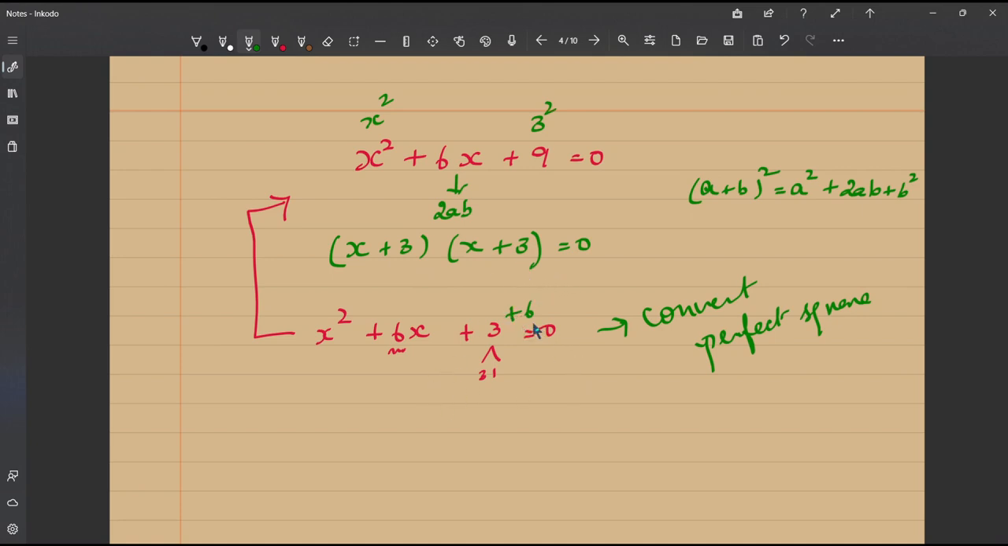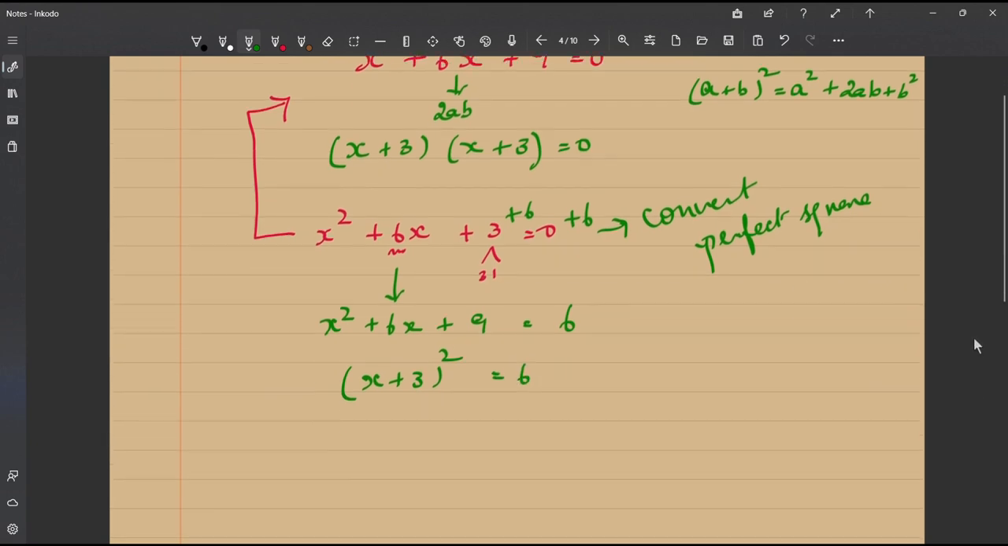So just add 6, but we cannot add 6 without adding 6 to the other side of the equation also, to the right hand side. Otherwise, we would be changing the entire equation. So we've added 6 to both sides. Now this has become x squared plus 6x plus 9, but instead of being equal to 0, it's become equal to 6. And this can be expressed as (x plus 3) the whole square, so this is equal to 6.